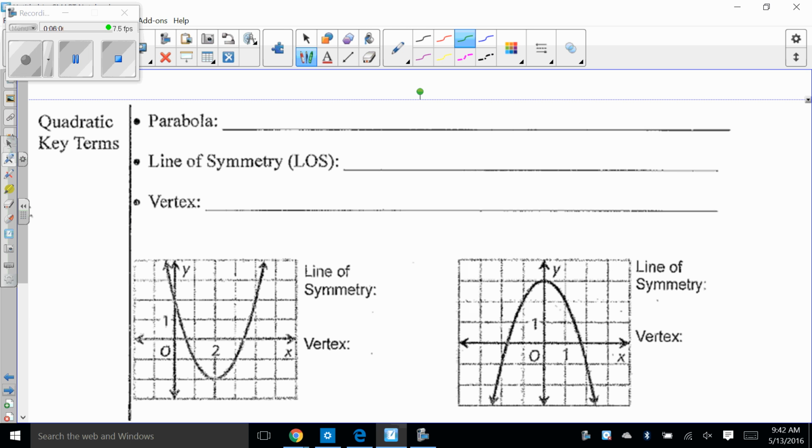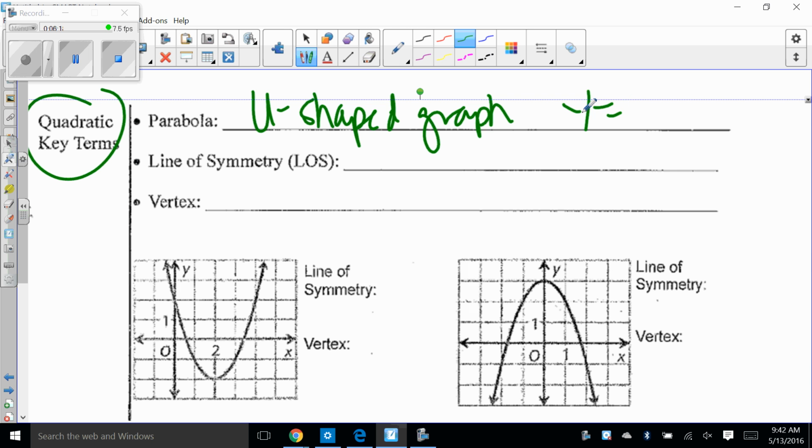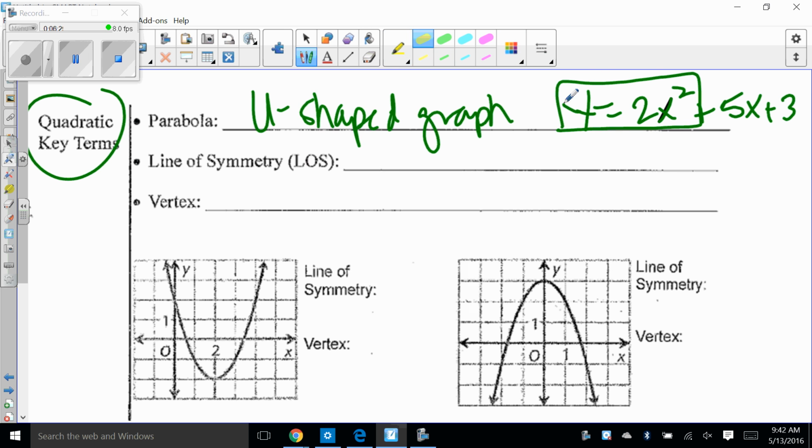All right. So some key terms. A parabola is a U-shaped graph. So anything that's quadratic, so things like y equals 2x squared plus 5x plus 3. This is the key right here. We need that power of 2 on that x. This is known as the quadratic. All the other things in that are just shifting the graph around the place, but that gives us that U-shaped graph when we have y equals some number x squared.